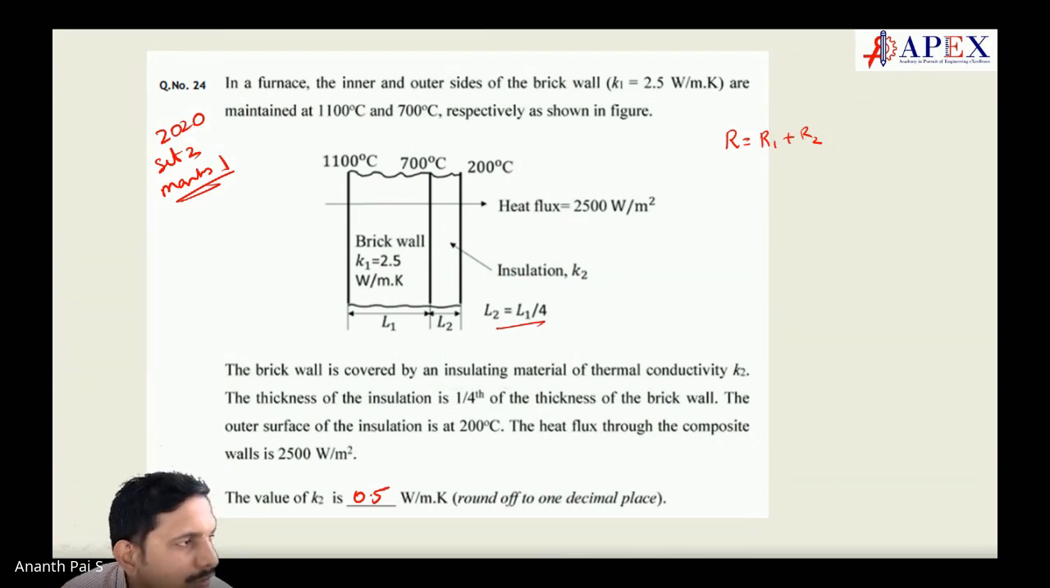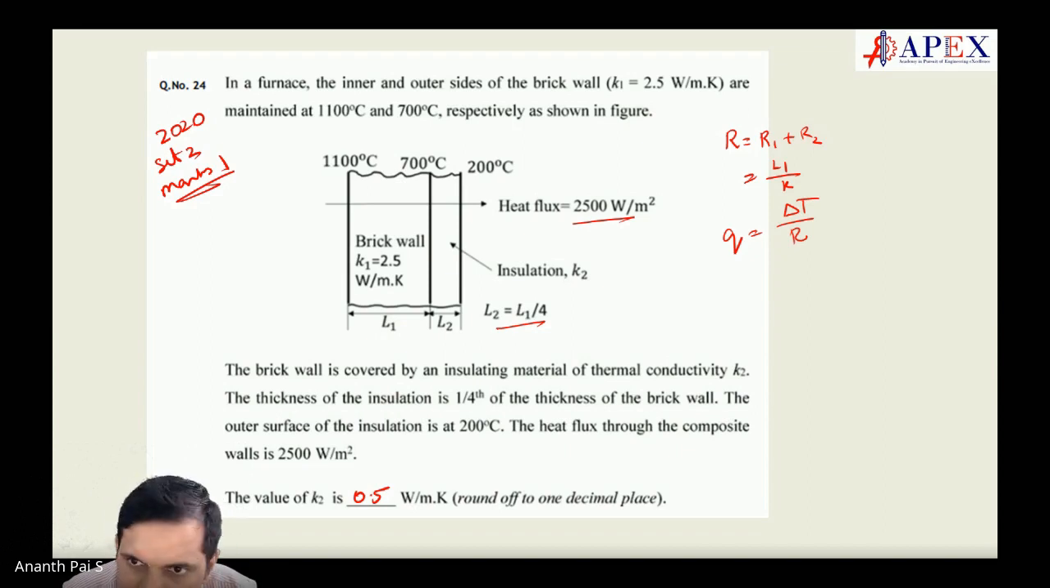If you try to find using R, there are two unknowns here, L1 and L2. We can reduce that, but still, then again we have to find out the Q. Q is given anyhow, heat flux. So Q is equal to delta T by R. Here R1 can be equal to L1 by K1 A, where A is the same, plus L2, which is L1 by 4 K2. So I can write L1 into 1 by K1 plus 1 by 4K2.